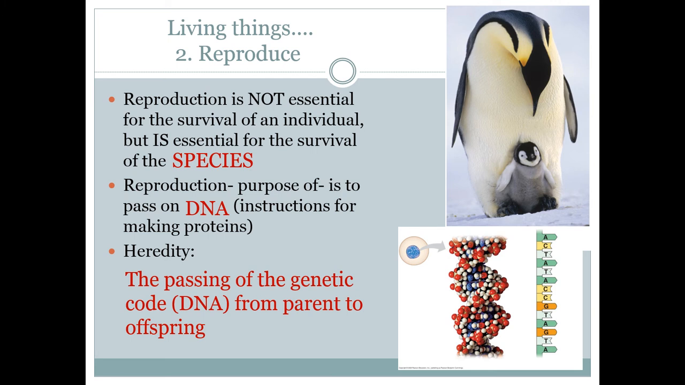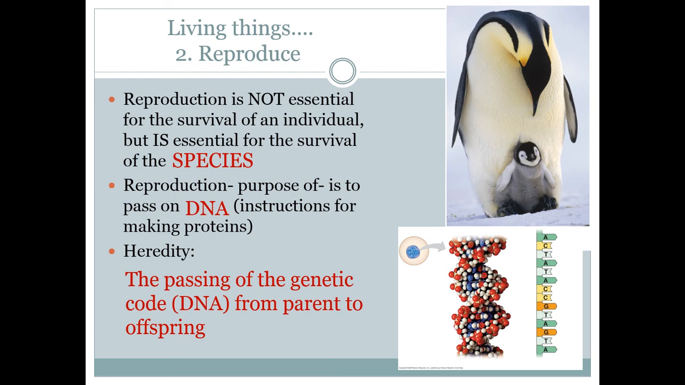The second characteristic is all living things can reproduce. Now, reproduction is not essential for the survival of one individual, but it is essential for the species. What this means is there are some organisms within the species that simply cannot have kids. If we compare this to people, there are some people, for whatever reason, men or women, that just can't have kids. That doesn't mean that they are not a living thing. As long as different members of the human species can reproduce, that's all that matters, not just one individual.